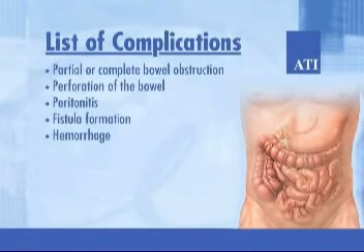If medical measures fail to correct diverticulitis, the client will require surgical intervention. Surgery is also necessary if the client develops any of the following complications: partial or complete bowel obstruction, perforation of the bowel, peritonitis, fistula formation, or hemorrhage. The surgery of choice for diverticulitis is a colon resection of the involved portion of the bowel. A temporary or a permanent colostomy might be necessary. We will discuss this surgery and the care of a colostomy later in the presentation.